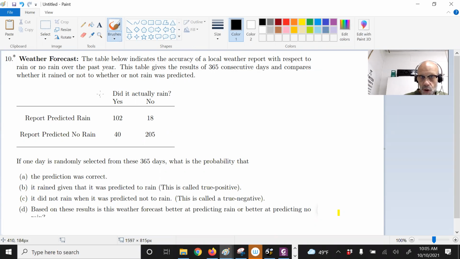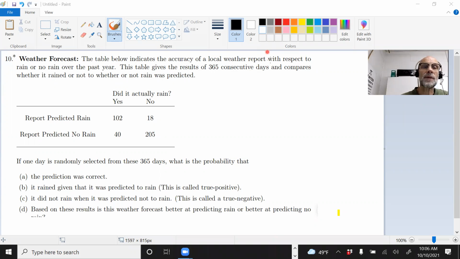When they give me these two-way tables, there are two categories: predicted rain or predicted no rain. So two different categories here, and then two different categories on top, yes or no, right? So this is a two-way table. When they don't give me the totals, I want to write those totals.